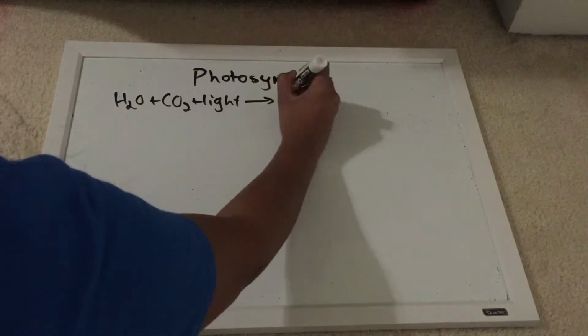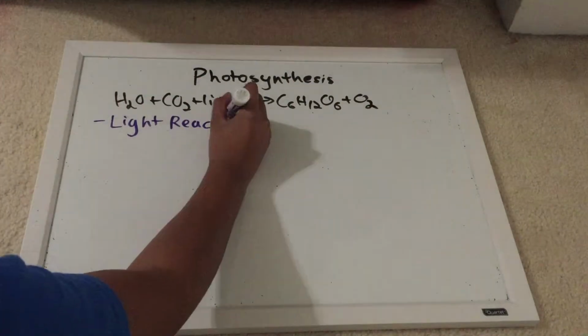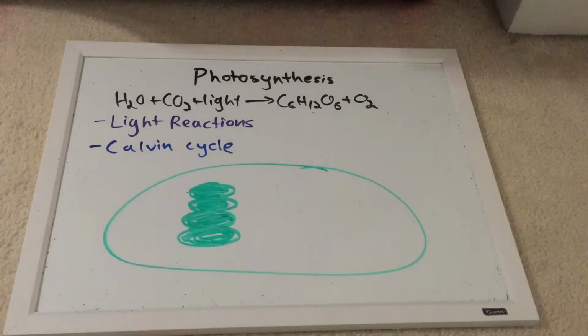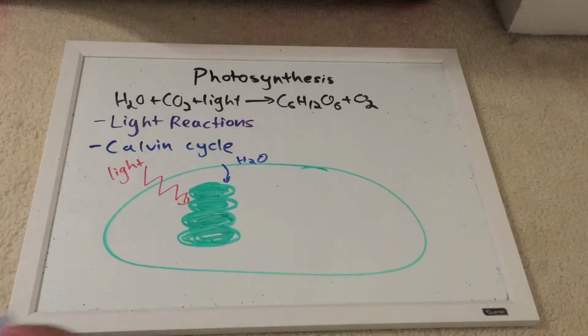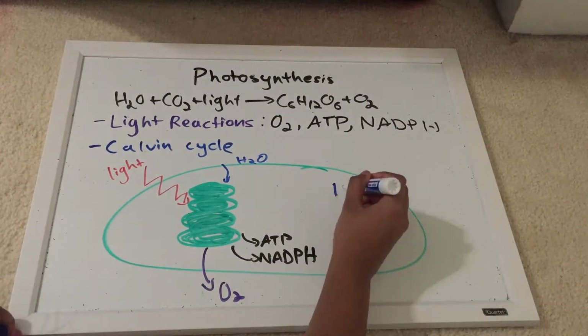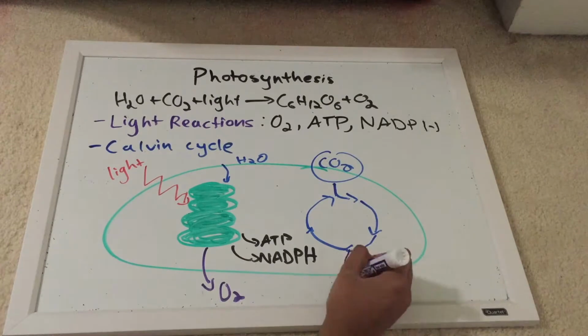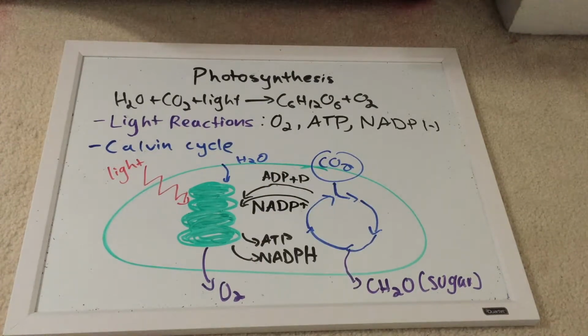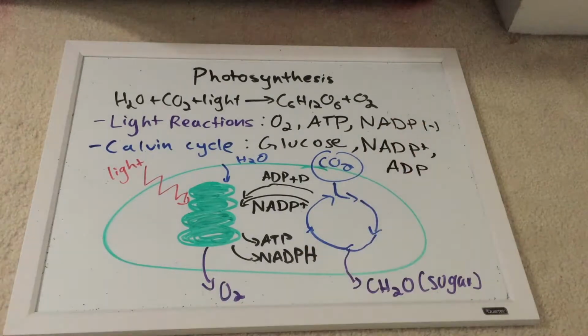To sum up, photosynthesis is divided into light reactions and the Calvin cycle. Light and water enter the thylakoids and oxygen leaves as a waste. In the Calvin cycle, CO2 enters and glucose leaves as a product. In this process, light reactions produce ATP and NADPH, while the Calvin cycle reduces them to ADP and NADP+.